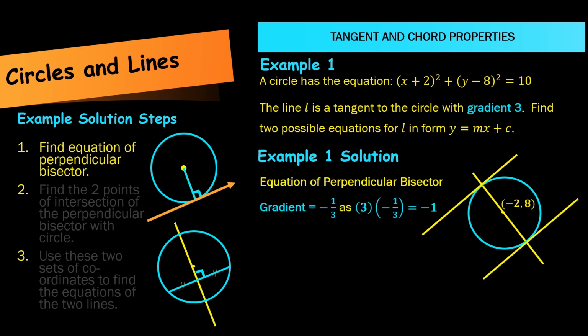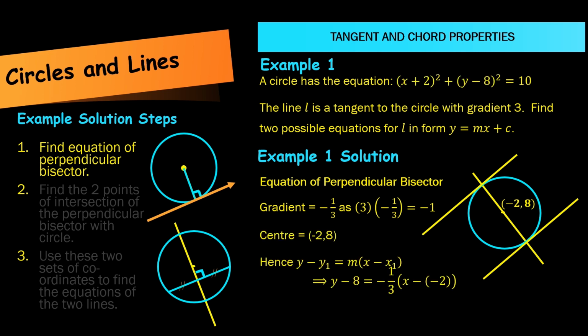Notice that the gradient of the tangent is 3. Therefore, the gradient of the perpendicular is -1/3, since the product of the two gradients must be -1. Now the centre is (-2, 8). Therefore, y - y1 = m(x - x1), which implies y - 8 = -1/3 (x - (-2)), as shown. And therefore, y - 8 = -x/3 - 2/3. Rearranging gives y = -x/3 + 22/3.